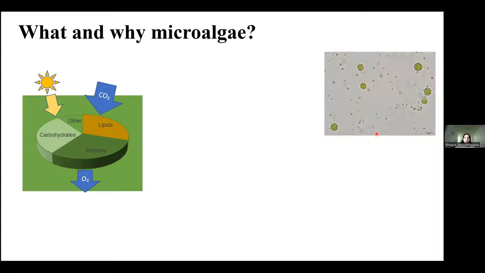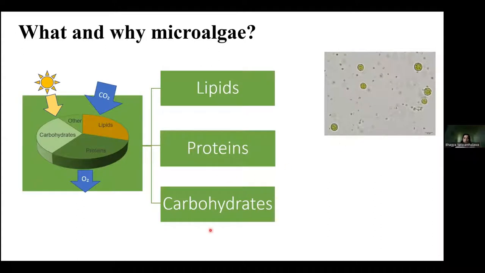They can convert carbon dioxide with the help of sunlight to produce lipids, proteins, carbohydrates, and other valuable components, and also produce oxygen as a byproduct, which is an added advantage. Now, you might argue that these are quite similar to plants.